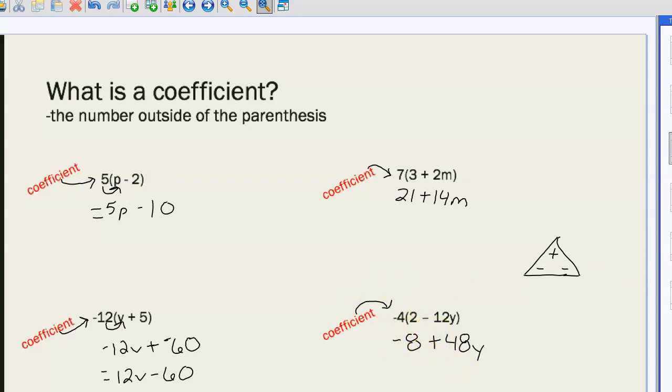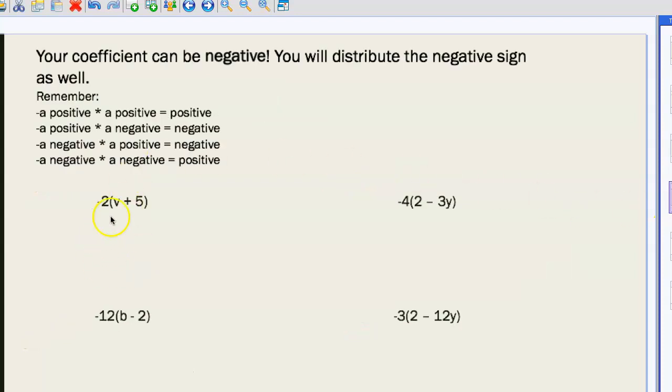Okay, let's do some more. All right, so I wrote the rules out again for you right here. Negative 2 times v, that would be negative 2v. Negative 2 times 5, well, 2 times 5 is 10. So a negative 2 times positive 5, that's a negative. Okay, negative 4 times 2, that's going to be a negative 8. Negative times a negative, that's going to be a positive. 4 times 3, that's going to be a 12y.